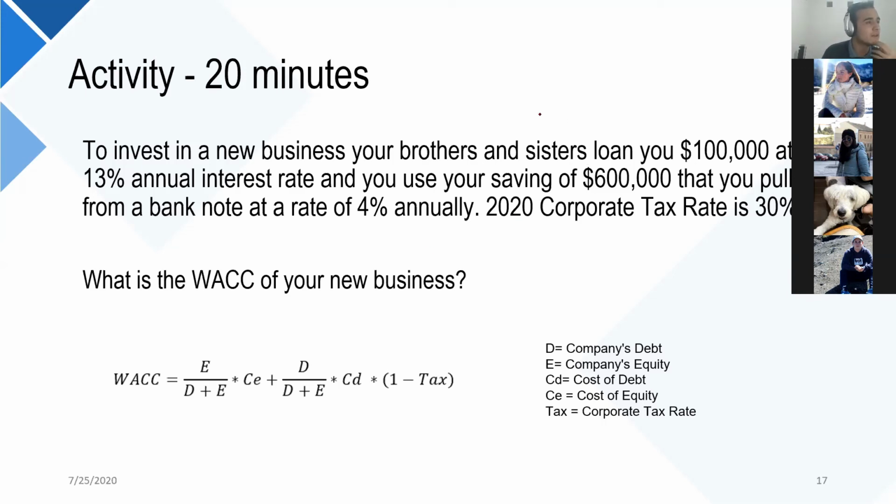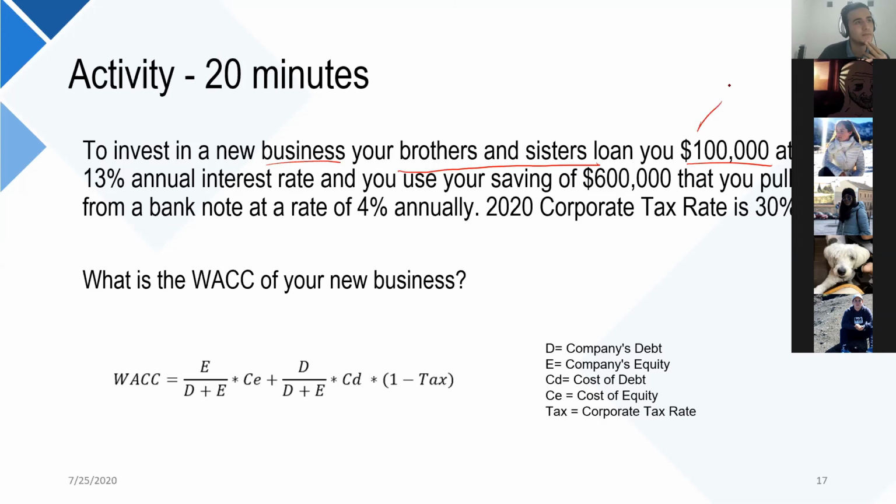You have this information. You want to open a new business, and you have money that you can get from your brother and sister. That's a loan, and you will have a loan of 100,000 pesos. What is the loan called in accounting? Liability. Yep, this will be liability.